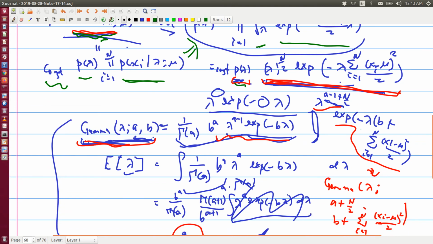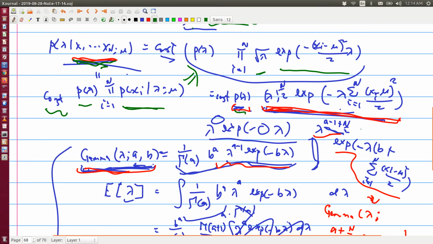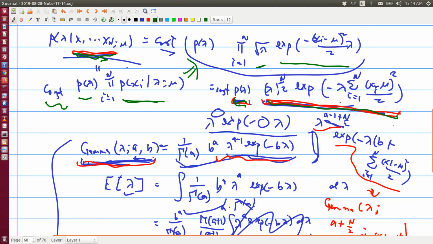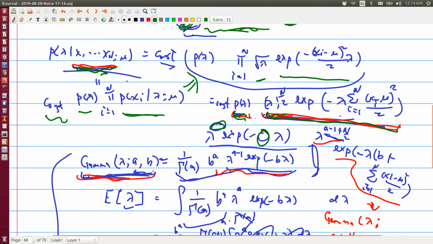Let's see, yes, for this one I need to look for a conjugate prior distribution. So I want to look for something that has the same form as this. What we want will be something like lambda to the power of something and then exponential of some multiple of lambda, right? And it turns out the distribution for this will be a gamma distribution like this.